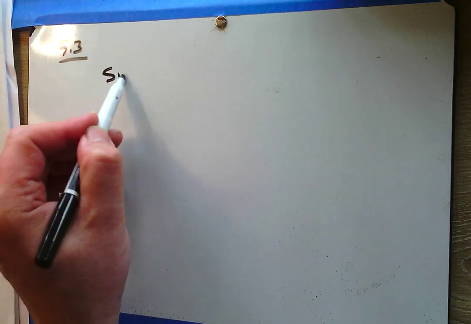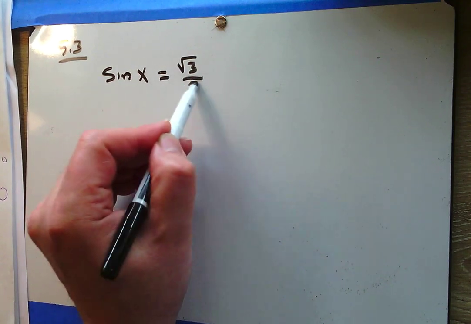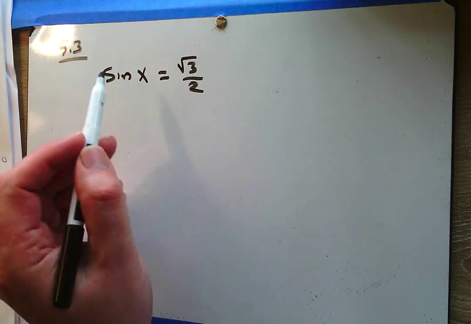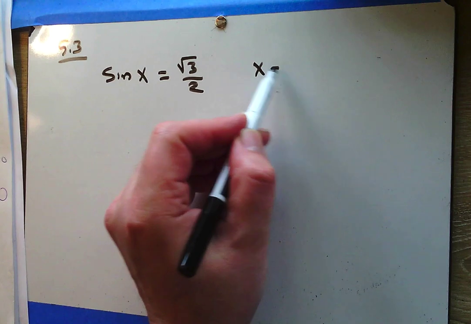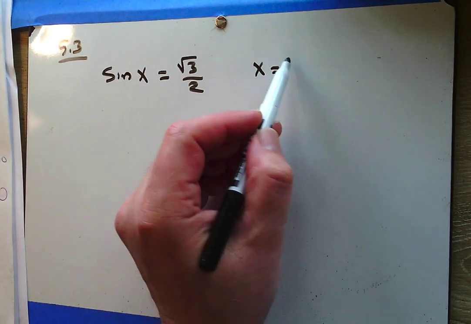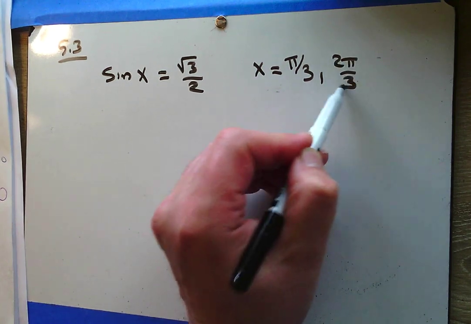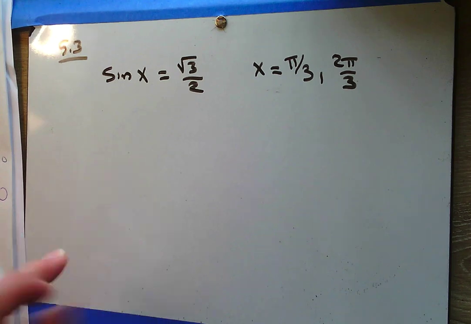So let's start with sine x equals root 3 over 2. Well, we know from the unit circle, sine, the upness, the y value, is root 3 over 2 at x equals pi over 3 and 2 pi over 3. But let's think about this graphically for a moment.